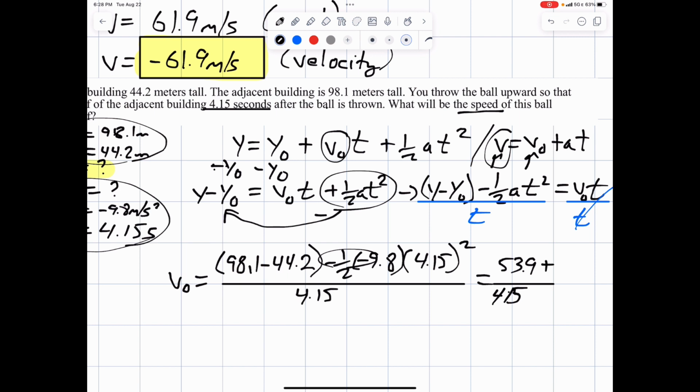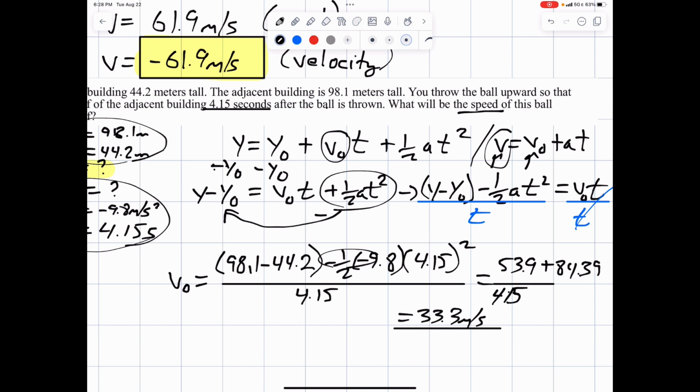So I'm going to go 4.15 squared times 9.8 divided by 2, which is 84.39. So plus 53.9. Divide that by 4.15, and we're looking at an initial speed of 33.3 meters per second. Now, we didn't want to find the initial speed. Ultimately, we wanted to find the final speed, but we needed the initial speed to do it.